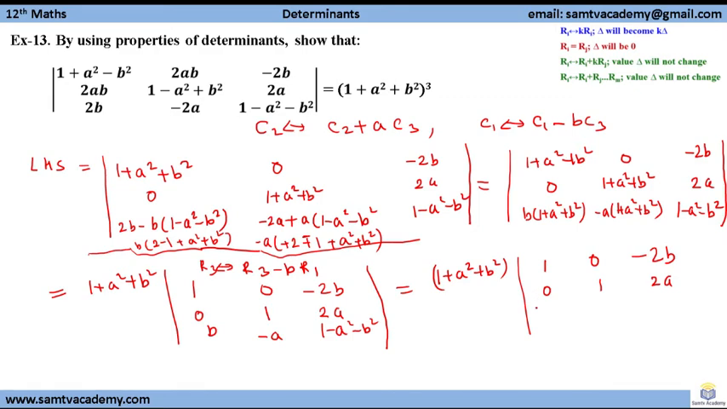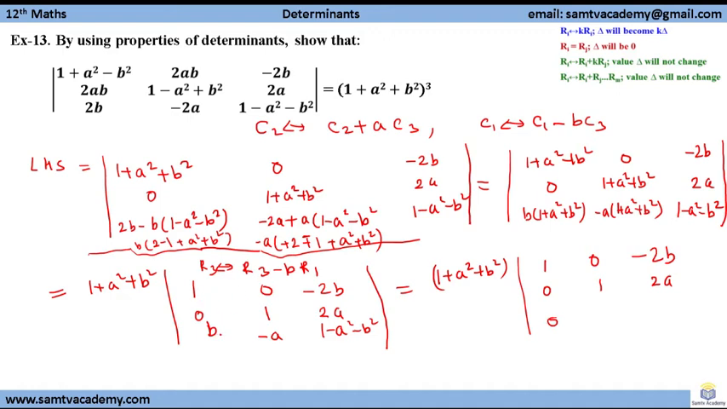R3 minus BR1. This R3 is replaced with B R3 minus BR1. So this will come to be BR1, row 1. So R3 minus BR1, so it is 0. Sorry, this is B now. Okay, so BR1, this R3 is replaced with B R3 minus BR1.